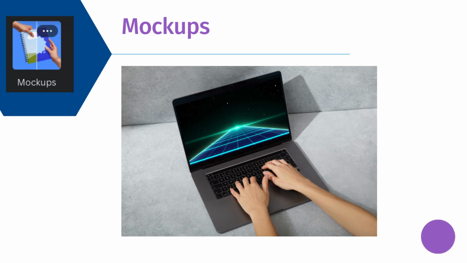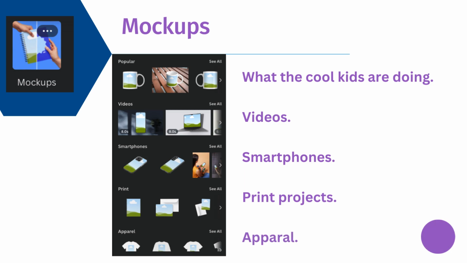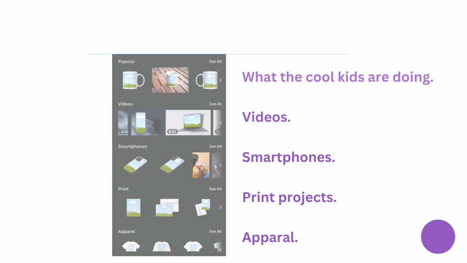Mockups is a tool that lets you add your own images into real life photos. Wow, that really didn't make sense. For example, I found a computer with a frame for the screen. Then I searched for a picture of a video game and I dropped it into the frame. You can browse a popular category and see what all the cool kids are doing, or check out what your image looks like on a smartphone, what your image may look like on print projects, or apparel, or even add your pic to a video.